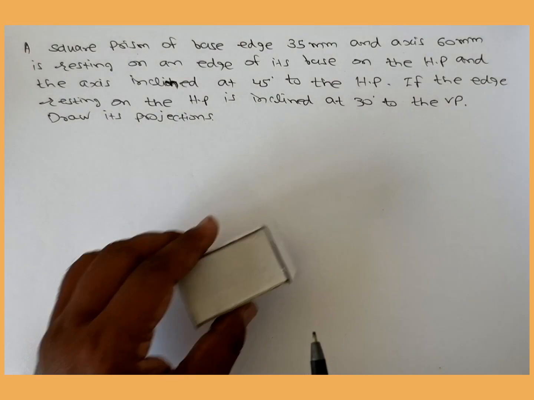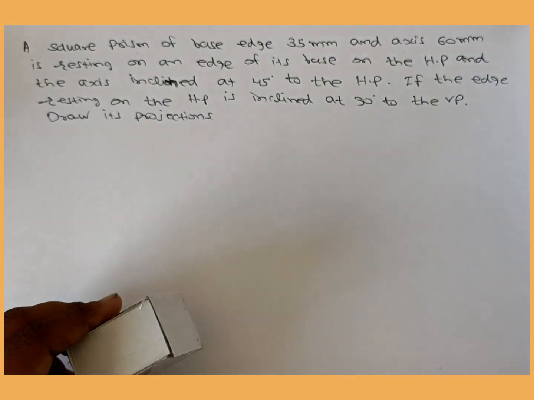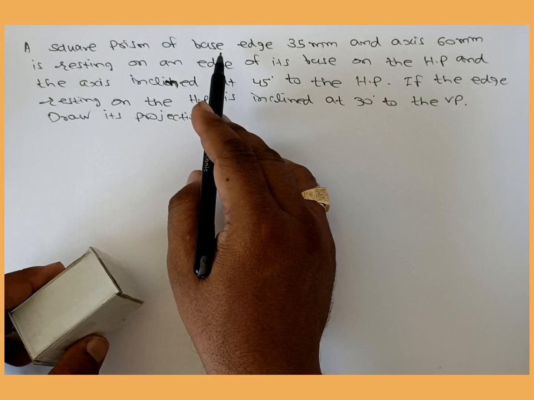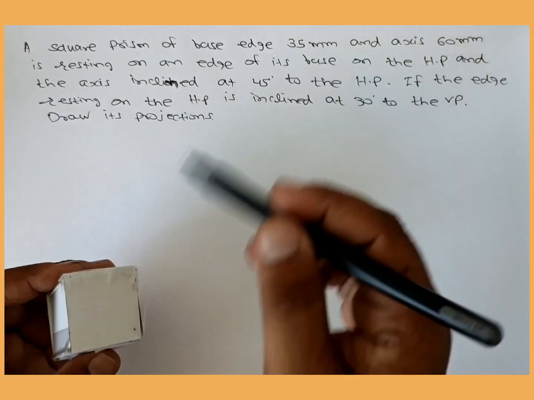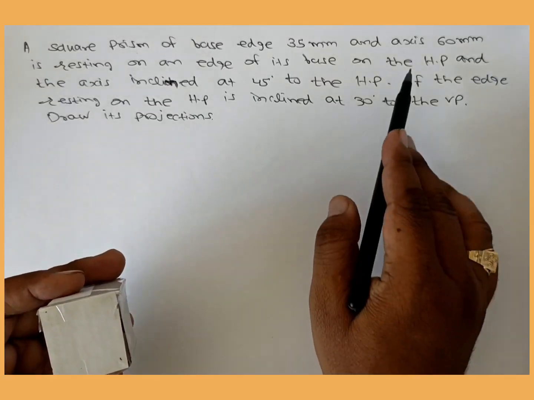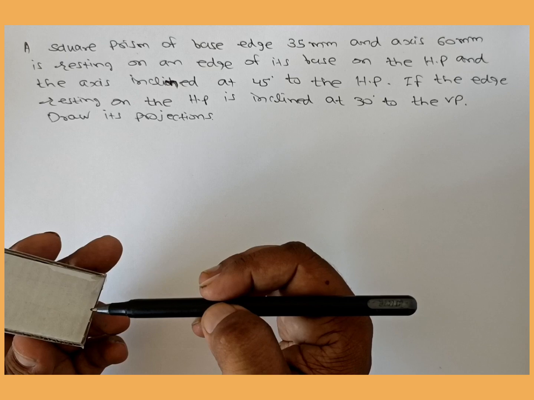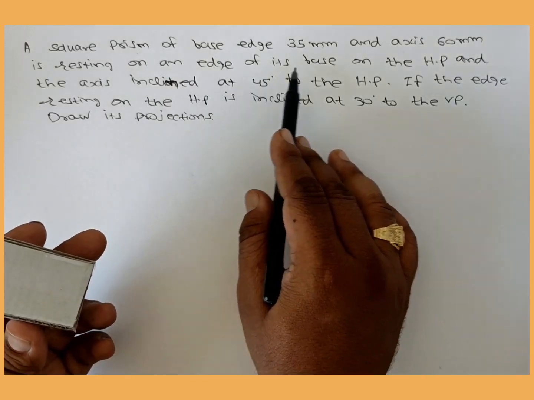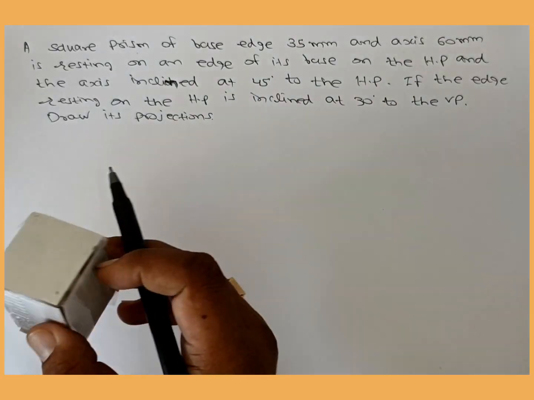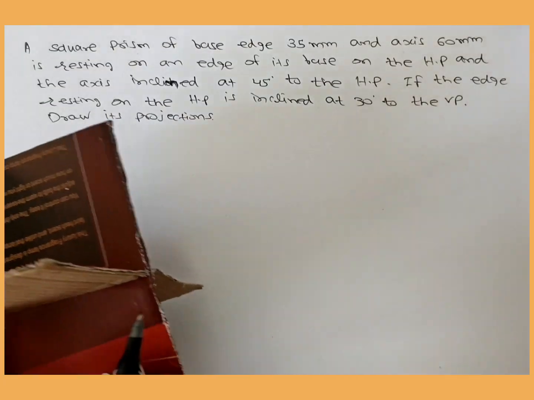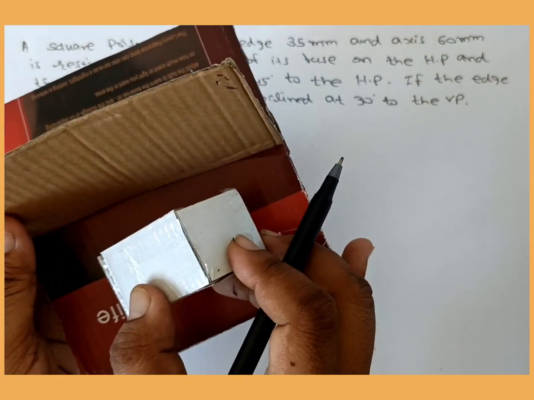This video is about square prism. A square prism of base edge 35 mm. This is the 35 mm edge. Axis is 60 mm. It is resting on the edge of its base on the HP. HP means horizontal plane. In this way it is resting.